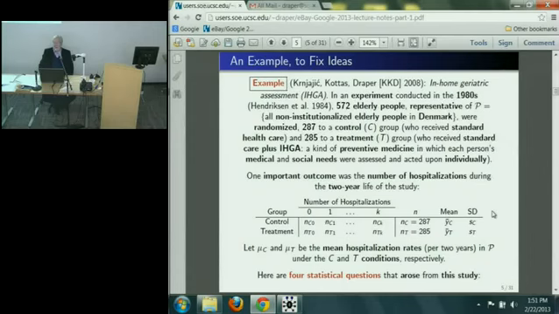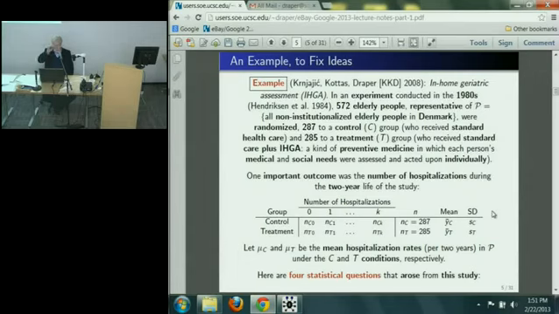And these people were randomized, 287 to a control group that got standard health care, and the other 285 were randomized to a treatment group, and they got standard health care plus this intervention, IHGA, in-home geriatric assessment, which, as I described to you before, is a kind of preventive medicine in which each person's health needs, also social needs, are assessed and acted upon individually.